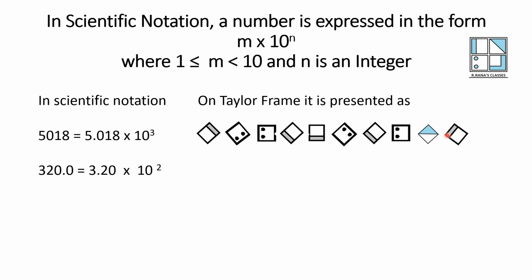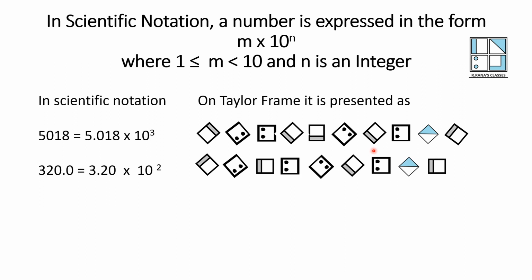Same way, 320.0, but after the decimal there is 0, and we know that if there is a 0 after the decimal, it has no meaning. That means it is simply an integer 320. So it is written as 3.20 into 10 raised to power 2. On Taylor frame, 3.20 into 10 raised to power 2.